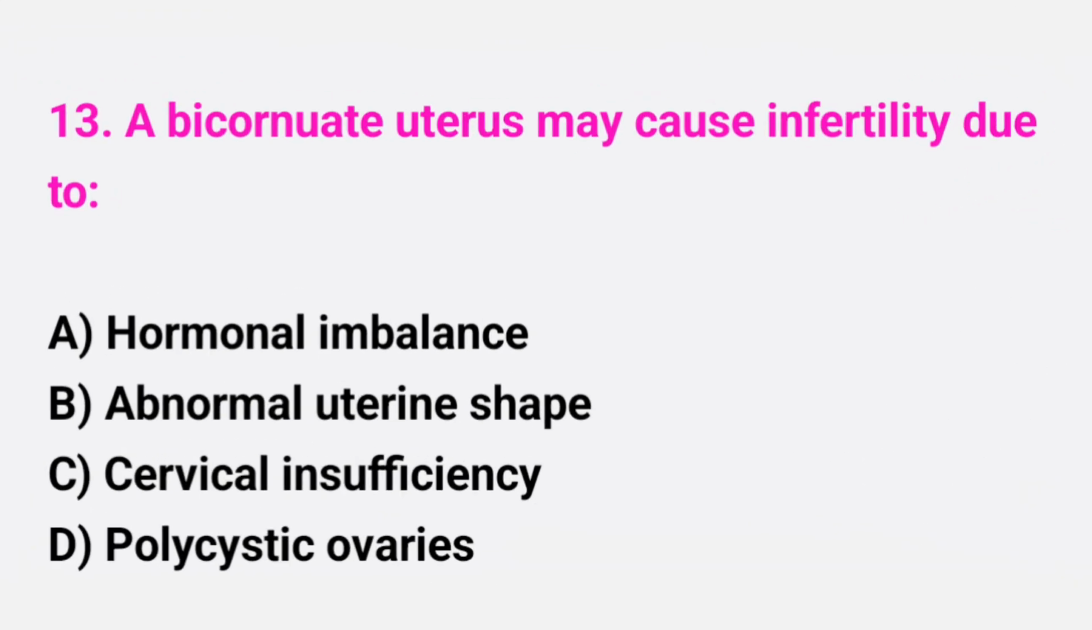Question number 13. A bicornuate uterus may cause infertility due to. The right answer is option B, abnormal uterine shape.